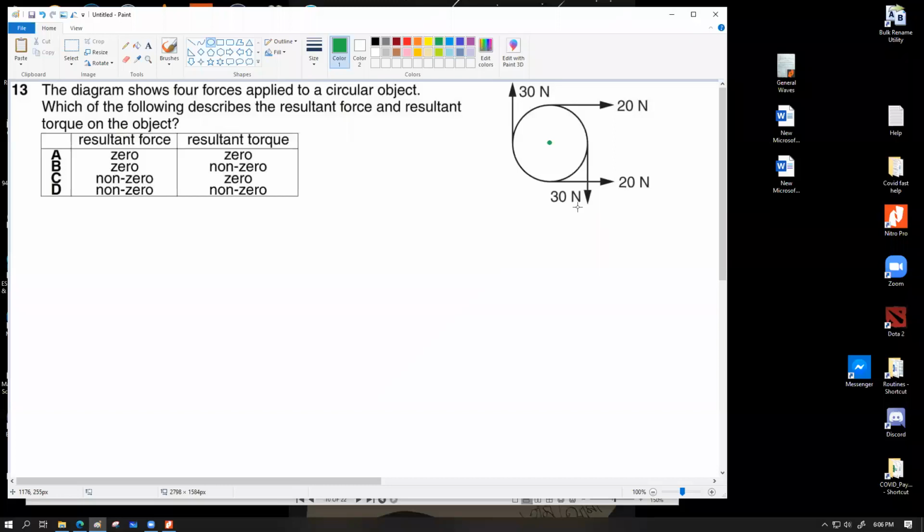Even if they were not a couple, you can see that this 30 Newton is producing a clockwise moment, and this 30 Newton is also producing a clockwise moment, which means the two moments produced by the two 30 Newton forces need to be added together. So the resultant moment is balanced for the 20 Newton forces, but not for the 30 Newton forces. For this scenario, the resultant force is non-zero and the resultant torque is also non-zero. D is the correct response.